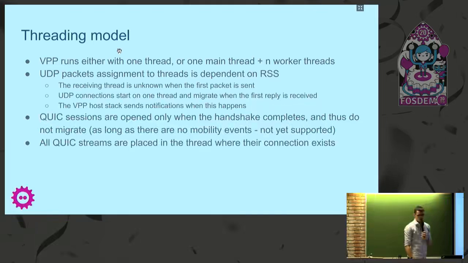For now, the QUIC sessions are opened only when the QUIC handshake completes, which means that packets have been exchanged in both directions. And so the UDP session is already pinned on the right thread, and we just open the QUIC session on the same thread. And that works fine, as long as there are no mobility events, because mobility events change the 5-tuple, so they can result in the connection conceptually migrating to a new thread. This will basically be a new UDP session for VPP, which will need to match to an existing QUIC connection. That's not yet supported, that will be soon, though.